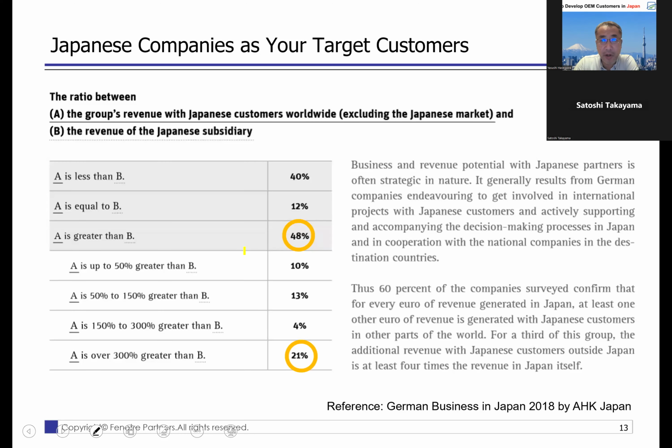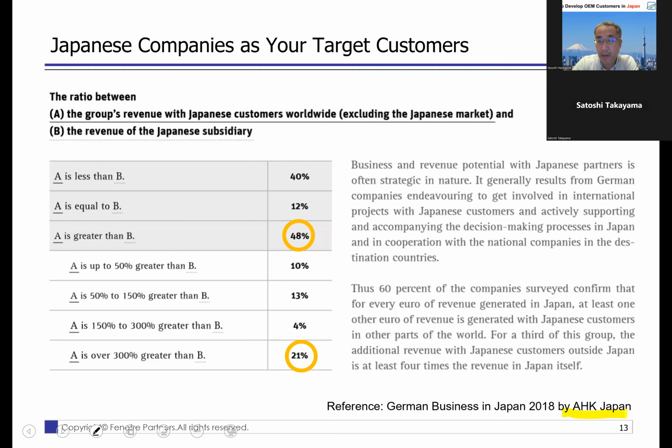And this is a very interesting piece of research conducted by Ahaka Japan. Ahaka Japan is the Japan subsidiary of the Chamber of Commerce and Industry in Germany. They distributed questionnaires to their membership in Japan to ask which is bigger, A or B. A is a simple figure, the revenue from Japanese companies inside Japan. B is the group revenue from Japanese customers outside Japan. And surprisingly, almost half of the membership answered that A is smaller than B.